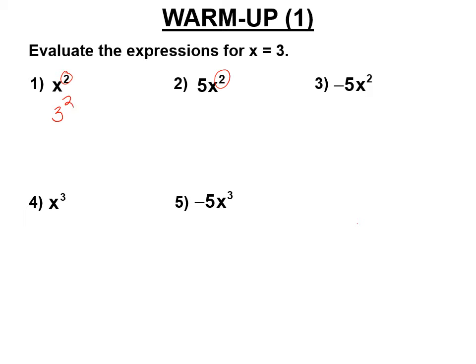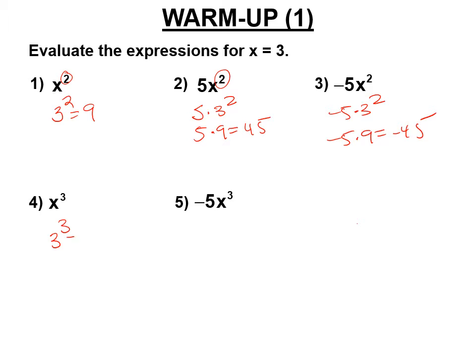So 3 squared equals 9. 5 times 3 squared. Remember, exponents before multiplying, order of operations. So 3 squared is 9, 5 times 9, 45. Negative 5 times 3 squared, still exponents first, 9. Negative 5 times 9, negative 45.